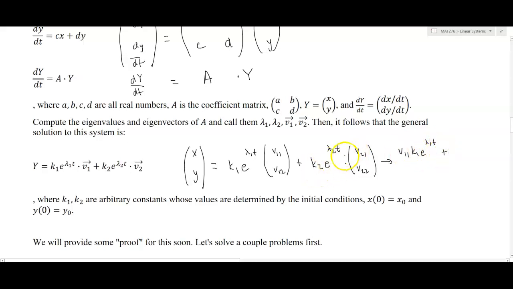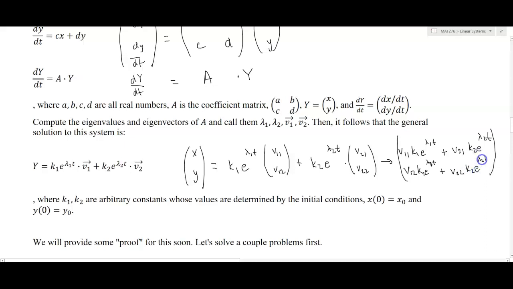Plus, and here I'll have v21 scaled by k2 e to the lambda 2t. So I'll have v21 k2 e to the lambda 2t. And for the second equation, this is my x of t right here. You can see that that's the first component in this vector. The second component is going to be k1 e to the lambda 1t v12. So v12 k1 e to the lambda 1t, plus v22, so this number times our k2 e to the lambda 2t.